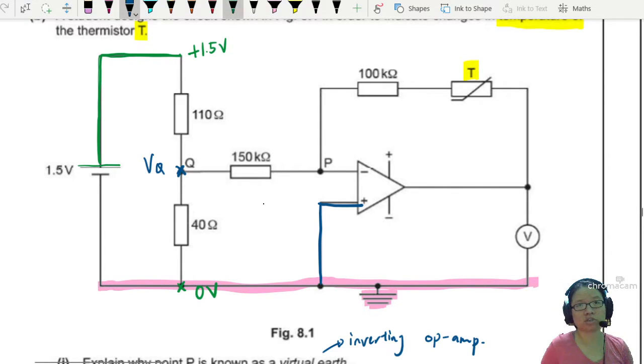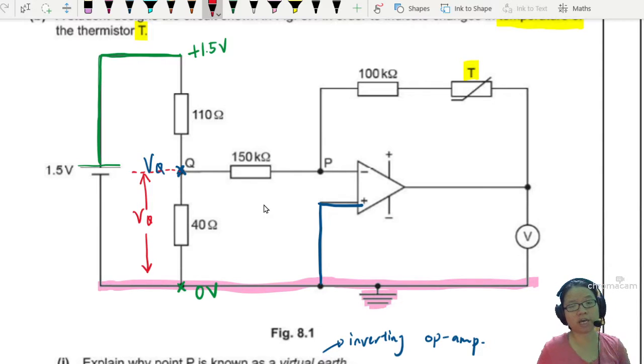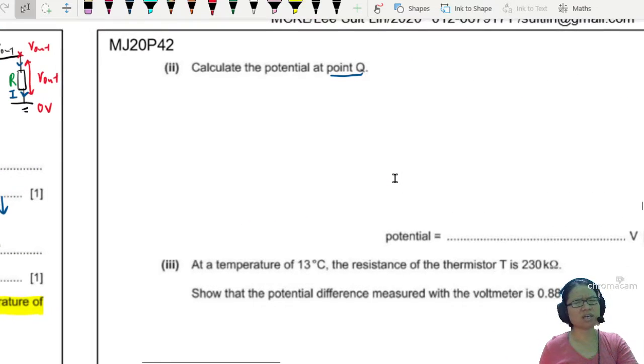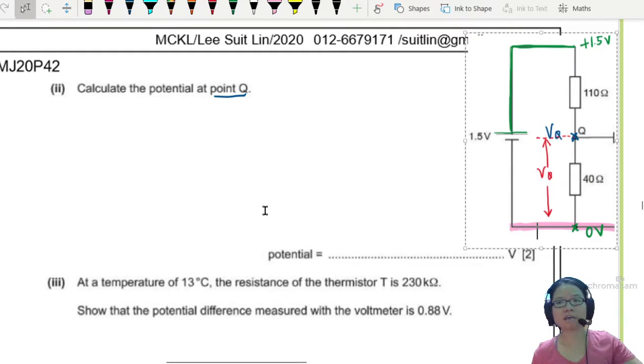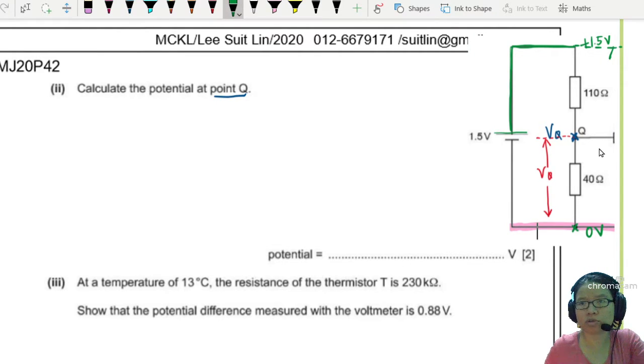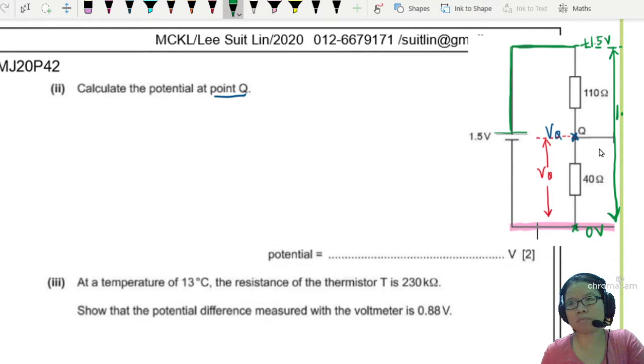VQ is actually the potential from here to here. Okay, so we can use ratio. All right. So I will use the ratio of potential VQ over the whole thing, 1.5, which is what Miss Ellie taught you. I guess I should crop the circuit over. And this is the potential divider. So you want to find VQ, right? Okay, so I'm going to use ratio. This entire ratio here to here is 1.5 volt. I'll draw the arrow.